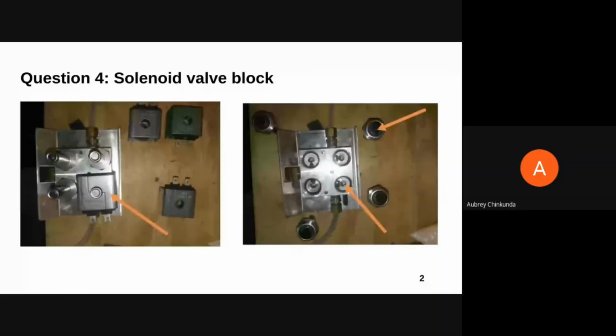So I will ask Aubrey to take this one up. Thank you very much, Maui. So having measured the voltage and resistance and nothing changed, the next thing to do is to disassemble the valve block and clean all the airflow passages.